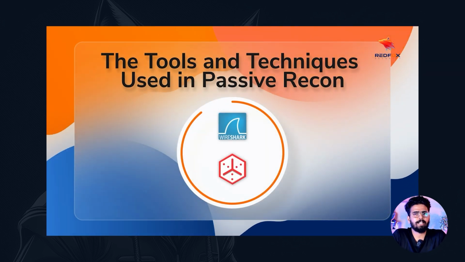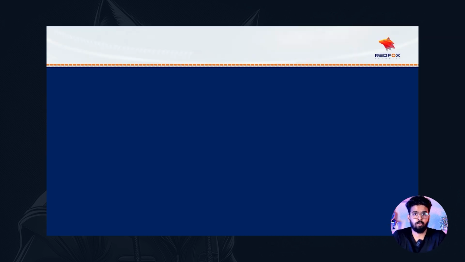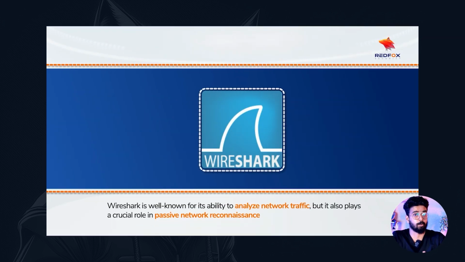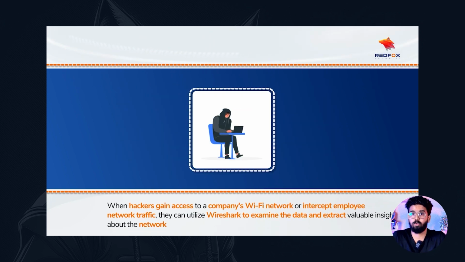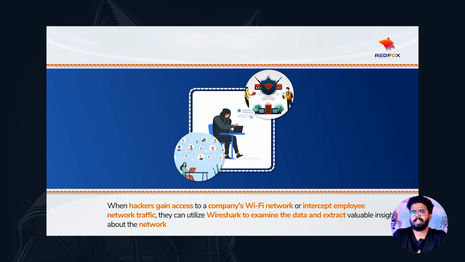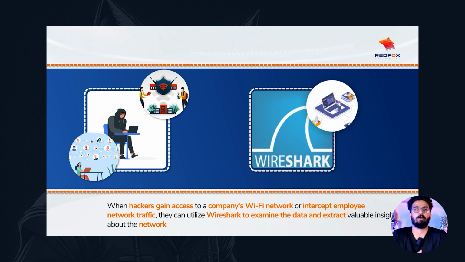Let's look at the tools and techniques used in passive recon. The following are a few recon tools that are used for passive attacks. First tool is Wireshark. Wireshark is well known for its ability to analyze network traffic, but it also plays a crucial role in passive network reconnaissance. When hackers gain access to a company's Wi-Fi network or intercept employee network traffic, they can utilize Wireshark to examine the data and extract valuable insights about the network.